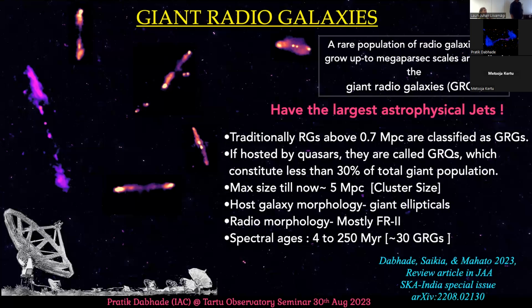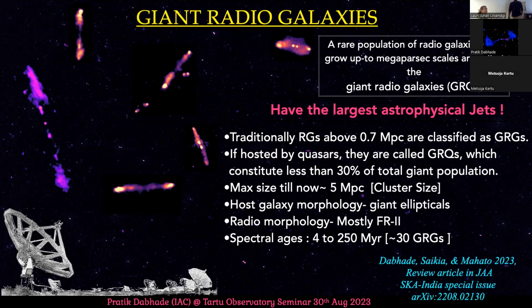So the special class I was talking about is the giant radio galaxies, which are the largest radio galaxies, growing to megaparsec scales. They can extend up to the scale of galaxy clusters. And they mostly have this FR2 type of radio morphology, telling us that they are really powerful, because that's the FR2 class compared to the FR1.